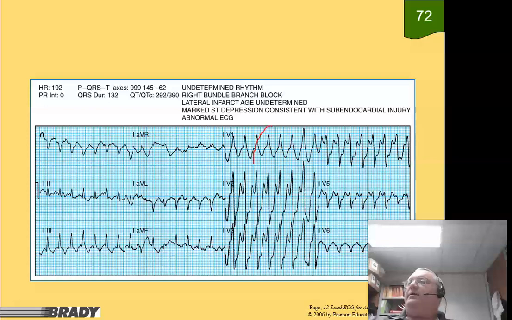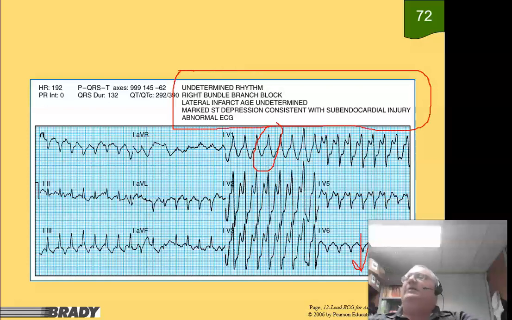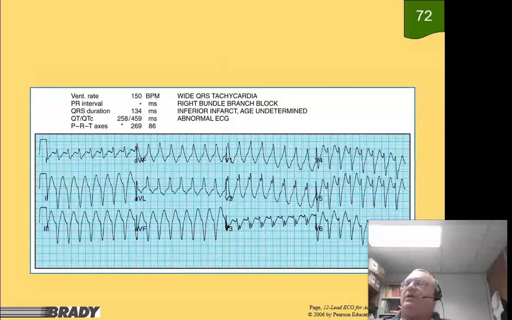Oh, wow, that kind of looks like a steeple. Not really good. Oh yeah, that's down. Oh, but wait a minute. We have a highly trained machine that's going to tell us what it is. Undetermined rhythm, right bundle branch block, lateral infarct, age undetermined, marked ST depression. This is VTAC, folks. Wide QRS tachycardia, right bundle branch block. Well, at least he got that part right. Inferior age unknown, abnormal EKG.